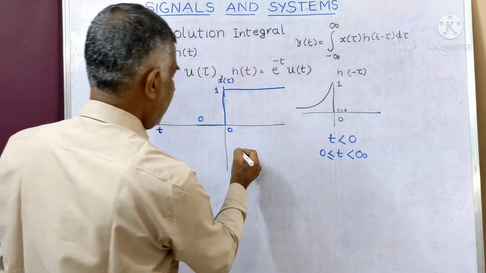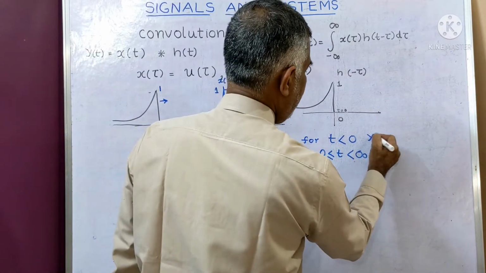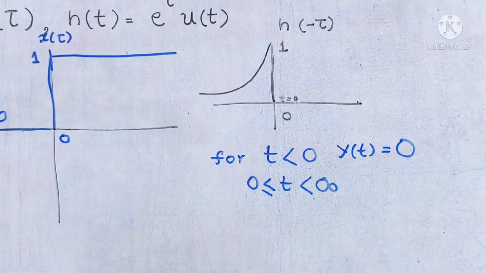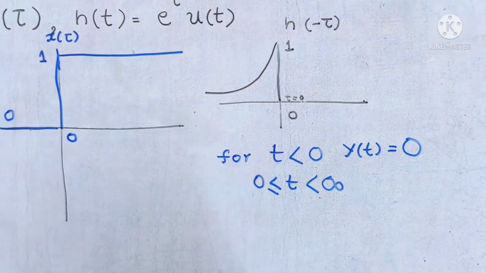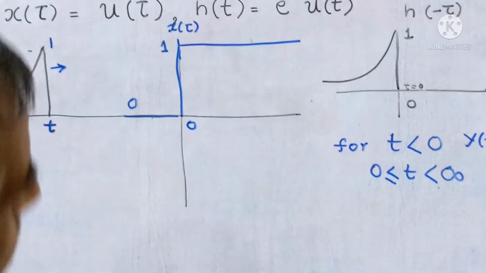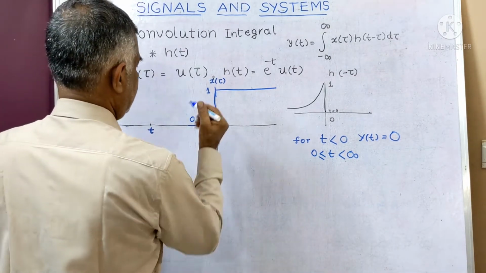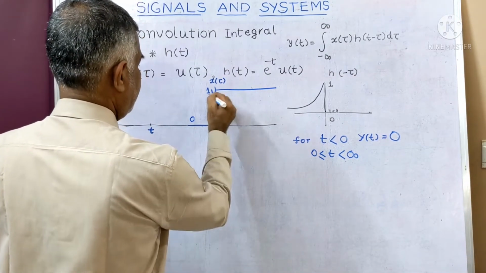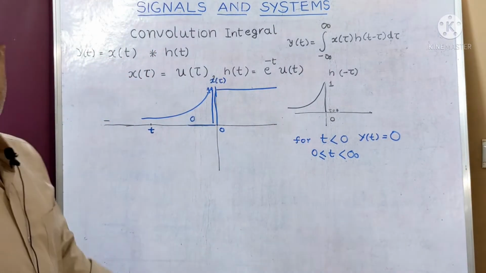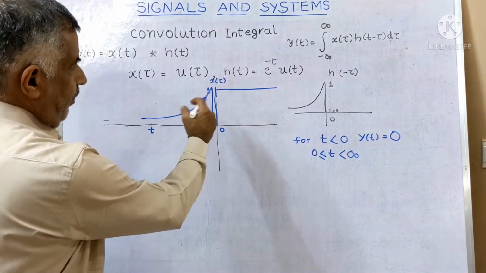Therefore, the first answer is, for t less than 0, y of t equal to 0. So this is one of the answers. Next, I will advance this exponential waveform such that it has come near the stationary waveform, but still there is no overlap.